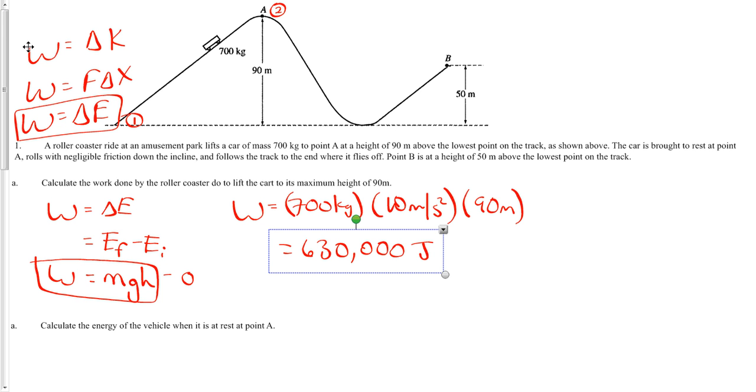630,000 joules. That seems like a lot, but it's a very, very heavy object at a very, very high height, so it is acceptable. Maybe. What's an elephant weigh? A ton? So 2,000 pounds. It's all good. Basically, you are lifting an elephant up 90 meters. Well, what do you think? A roller coaster filled with people, right? Same weight as an elephant?